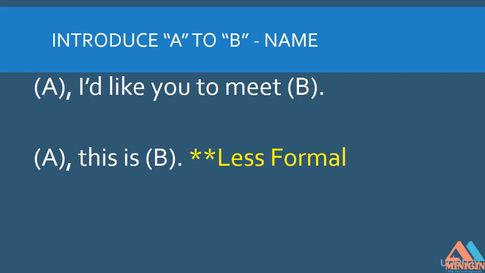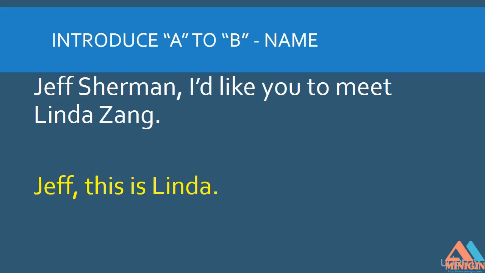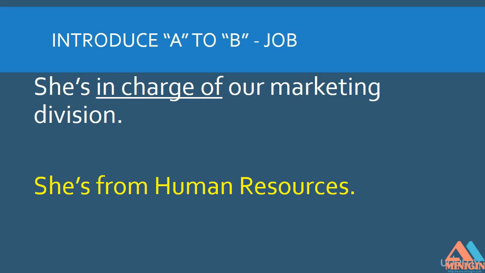When you are introducing two people who do not know each other, you should use their names. For example, Jeff Sherman, I'd like you to meet Linda Zhang. Or you can use their first names. Jeff, this is Linda. That's less formal. Please remember, the first expression is more formal. The second expression is friendlier. Then you want to tell them where the people work.